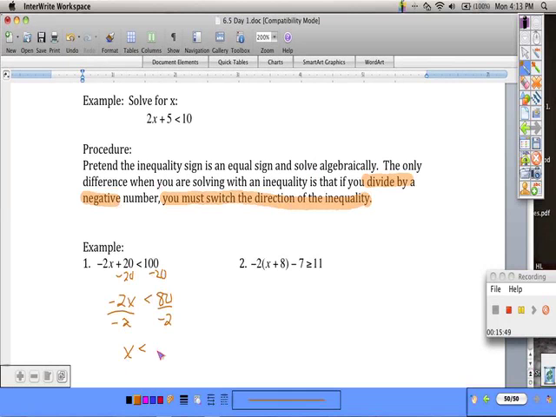X is greater than, pardon me, I divided by a negative. That's just something you have to pay attention to. X is greater than negative 40. And the whole reason behind that is if I take a true statement like 2 is less than 5, and I multiply both sides by negative 2. Now I have negative 4 and negative 10. Look at those numbers. What has to happen for this truly to be true? The inequality has to turn around.